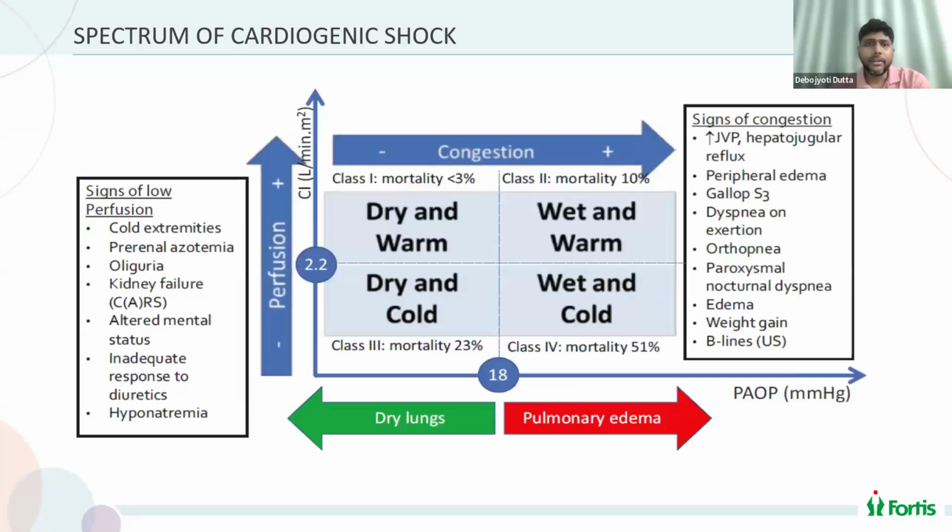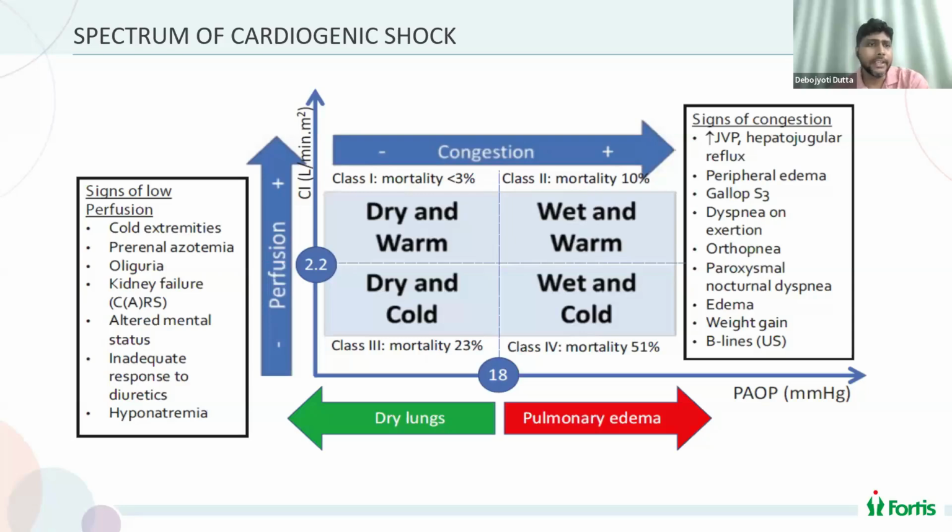This is a classification of cardiogenic shock that we see. From the left hand side, you can see the signs of low perfusion. On the right hand side, we can see the signs of congestion. In the classification, class 1 and class 3 are dry and warm and dry and cold.